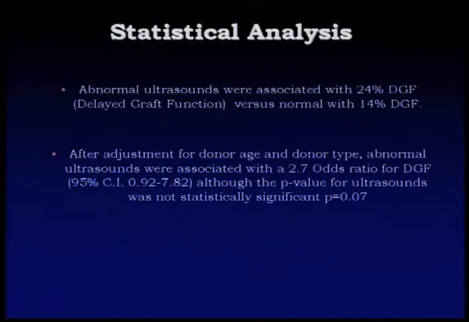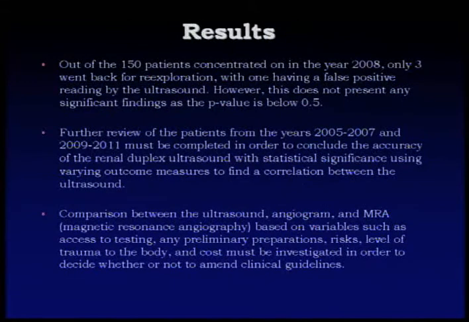With our statistical analysis, we discovered that abnormal ultrasounds were associated with 24% delayed graft function versus normal with 14% delayed graft function. After adjustments for donor age and donor type, abnormal ultrasounds were associated with a 2.7 odds ratio for DGF, although the p-value for ultrasounds was not statistically significant as it was over 0.05. Out of the 100 patients we focused on from the year 2008, only 3 went back for re-exploration, with 1 having a false positive reading by the ultrasound.